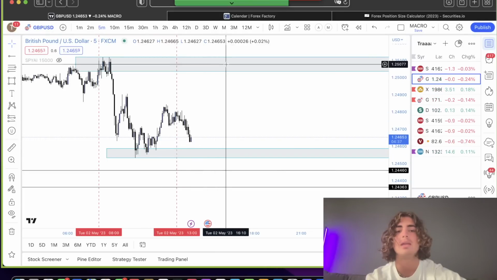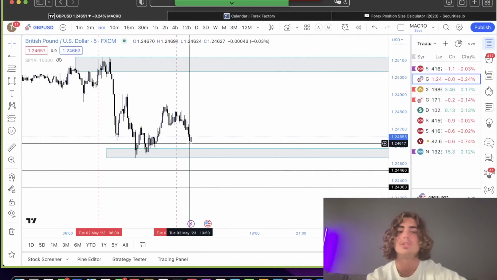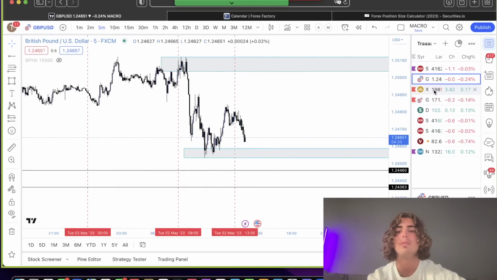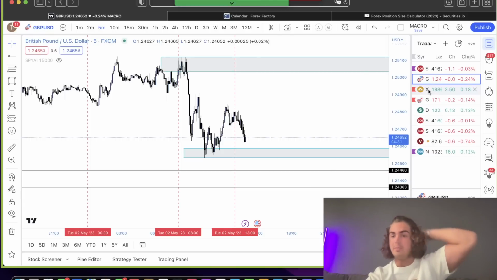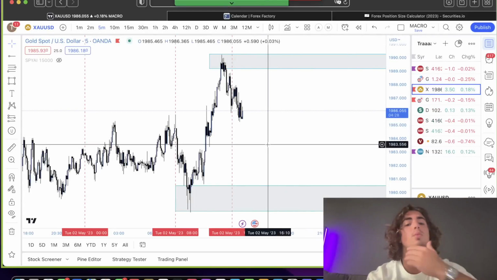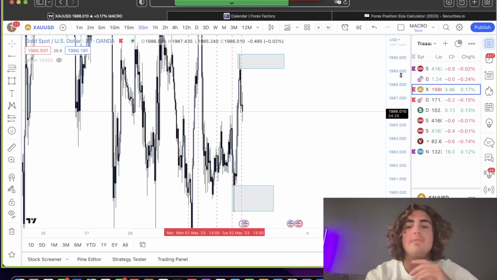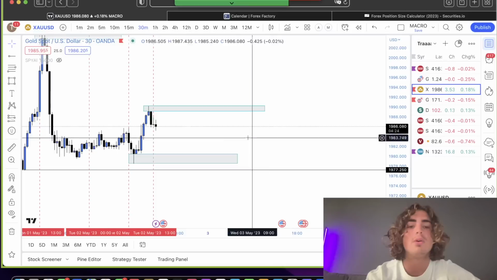If it just decides to rally and come back up in here, then perfect, I'll look for shorts. But for now, it looks like we're going to be going long on GU. And that doesn't mean I'm going to take a trade. It just means to watch out for it. Moving on, we have gold.